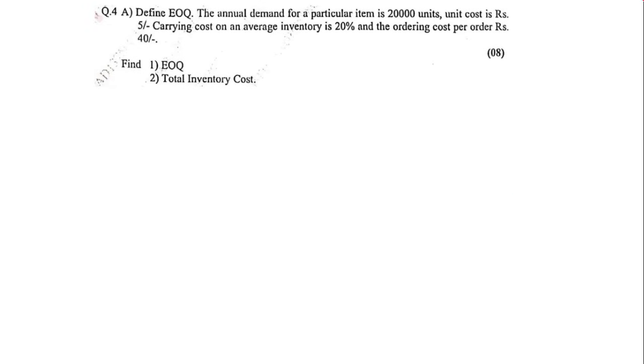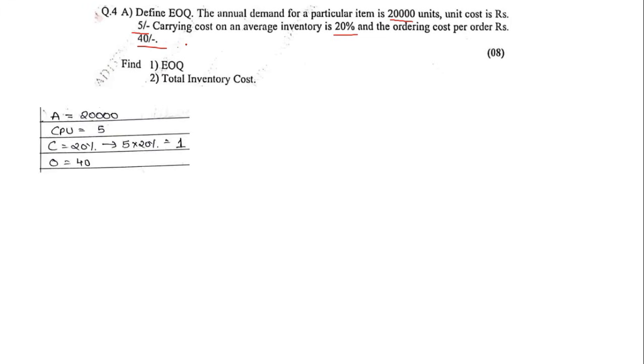First, we'll just note down what all things have been given to us. Annual demand is 20,000 units. The unit cost is 5 rupees. Carrying cost is 20% and ordering cost is 40. Now, based on whatever has been given, we'll be noting down the data. First, annual demand 20,000 units, CPU is 5, carrying cost is 20% of 5, which becomes 1 rupee, ordering cost is 40. Now based on this, first we need to find the EOQ.